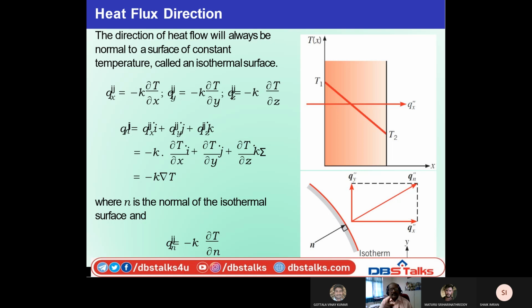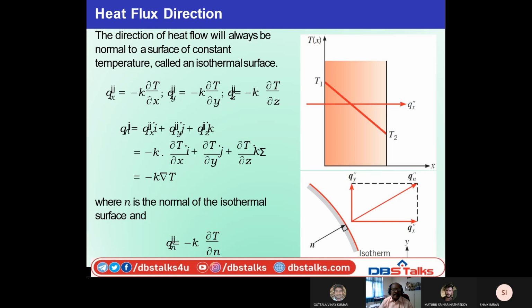So here heat has not only quantity, it has a direction also. In the x direction there is heat transfer, in the y direction there is heat transfer, in the z direction there is heat transfer. Since it has a direction, this is a vector. We can represent this heat transfer in vector form as Qx into i plus Qy into j plus Qz into k, where i, j, k are the unit vectors. It represents the direction.